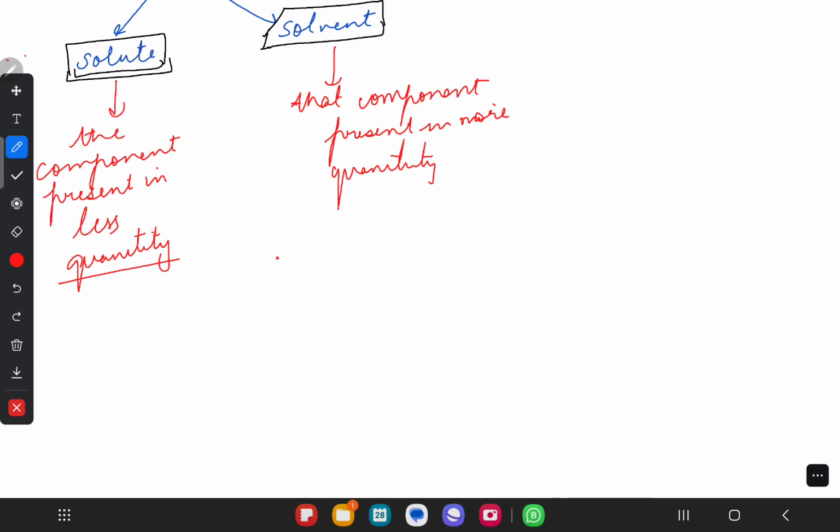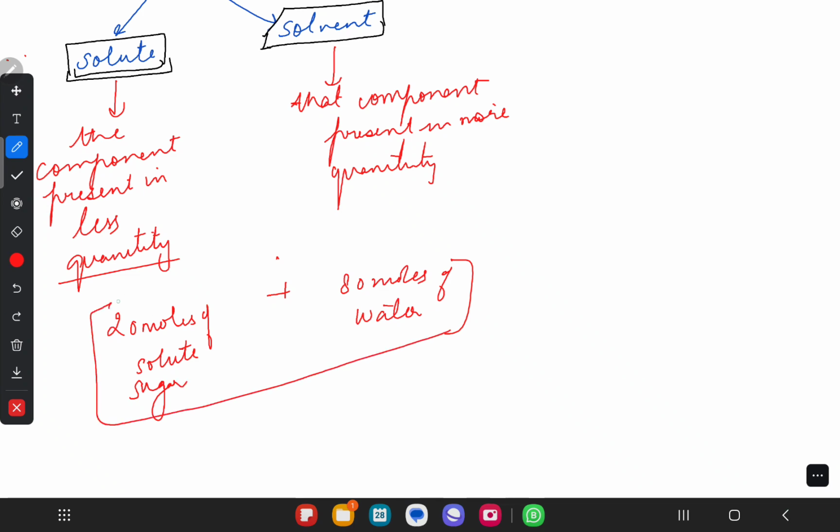But another way of saying this is that I'm going to mix 20 moles of solute plus 80 moles of water. Let's suppose the solute is sugar. So that's also one way of telling that you have mixed this much solute and this much solvent. Is that clear?